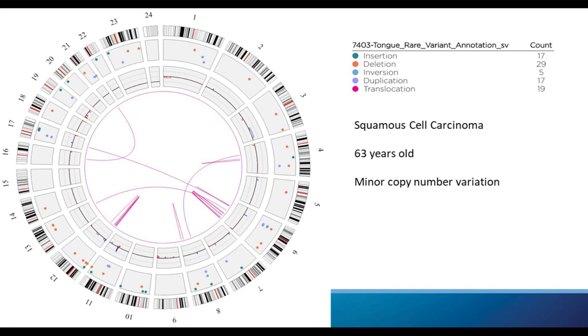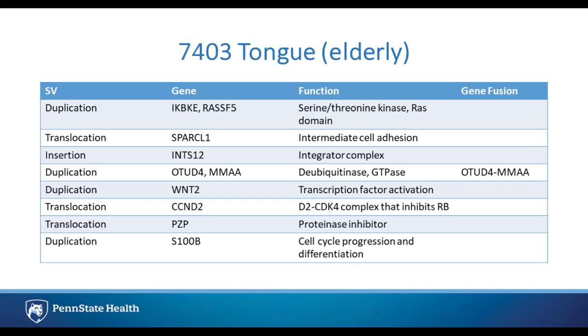So here is another elderly tongue cancer. This patient was 63. Again, squamous cell carcinoma. A pretty similar story to the previous cancer, mostly insertions, deletions, although this one has a bit more duplications and translocations as well. Some moderate copy number variation. You can see, for example, on chromosome 3, this region here where the blue upticks outwards from the circle, indicating an increase in copy number. And on chromosome 9, you can see some loss of copy number with the red lines going down.